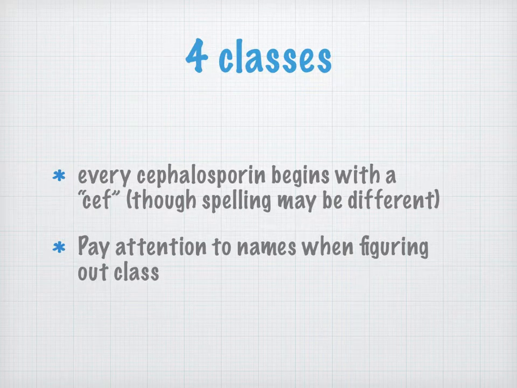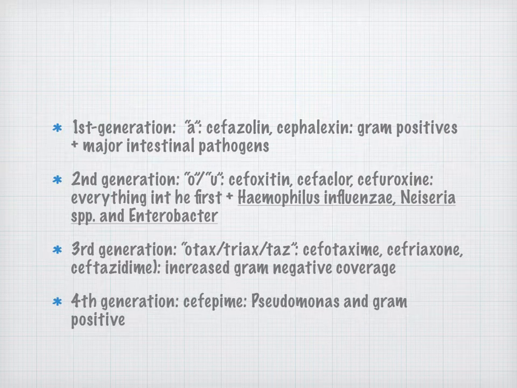There are 4 classes, and every cephalosporin begins with a ceph. It may be spelled CEF or it may be spelled CEPH. And I want you to pay attention to names when figuring out class. So for example, for the first generation, you're going to have an A after the ceph. Cefazolin, cephalexin. And they affect gram-positives and major intestinal pathogens, such as Proteus, E. coli, and Klebsiella. The second generation has an O or a U after the ceph.